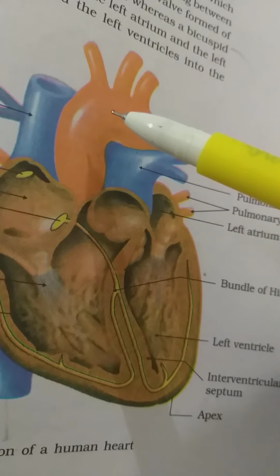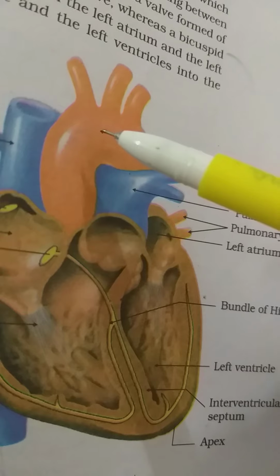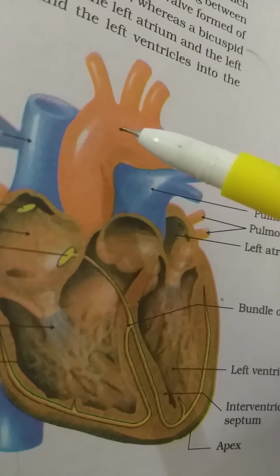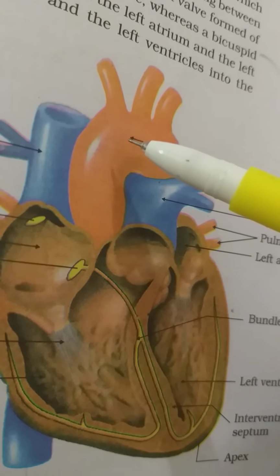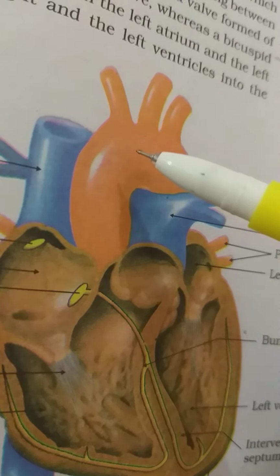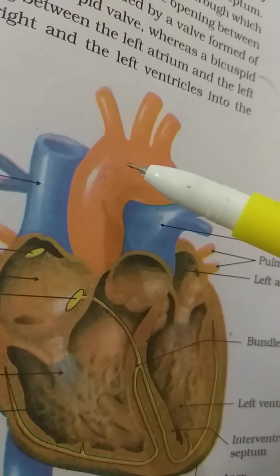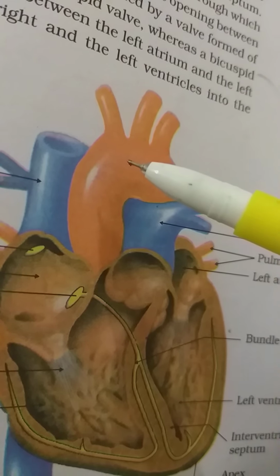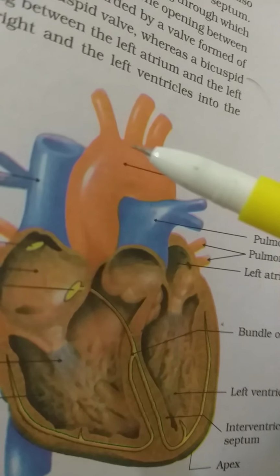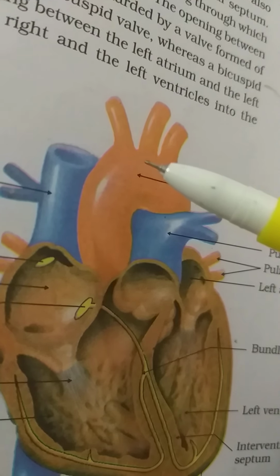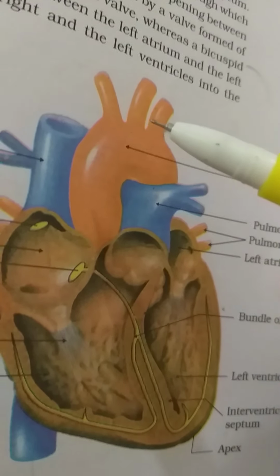This is the aorta. And aorta distributes the oxygenated blood into all tissues and organs of the body through capillary system. The aorta does not directly deliver oxygenated blood to the tissues. The aorta breaks up into arteries and then capillaries. Through an elaborate network of capillaries, oxygenated blood is distributed to each and every cell.